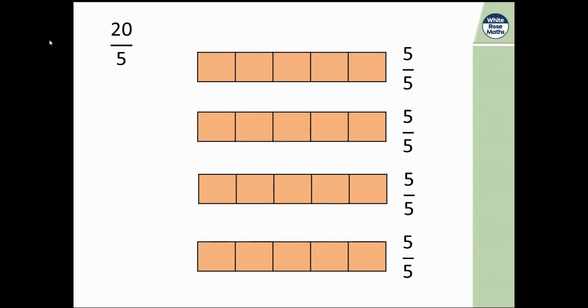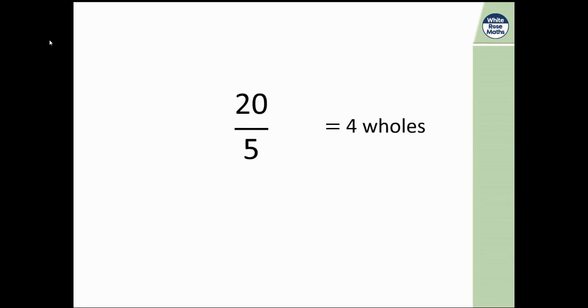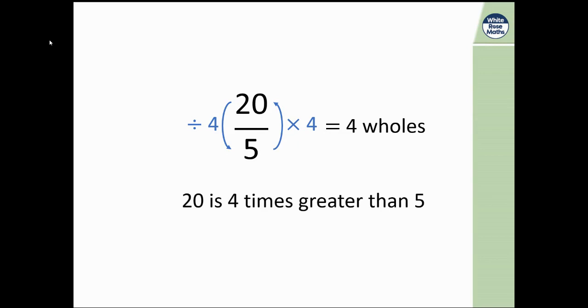And the answer is 4. 4 wholes. 5 times 4 is 20. 20 divided by 4 is 5, and that gives, there we go, look, just what I'm saying. 5 times 4 is 20. 20 divided by 5 is 4, so it's 4 wholes. 20 is 4 times greater than 5.